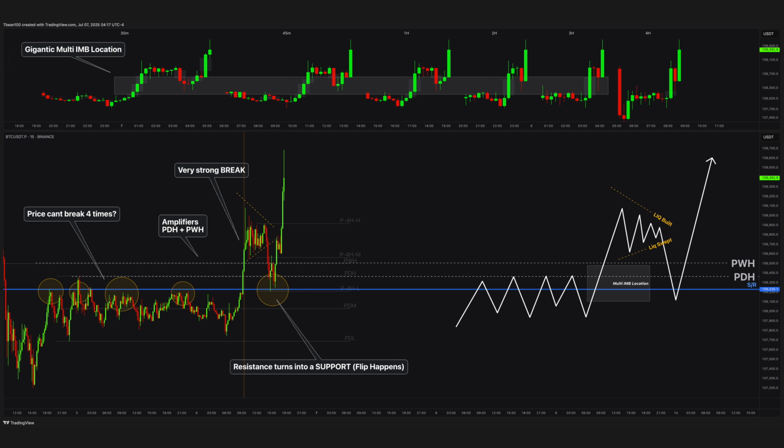So, what is this setup at its core actually? A simple PO3, the power of 3. Accumulation, manipulation, and the expansion, some call it distribution. Classic combo of price action and smart money trading concepts.